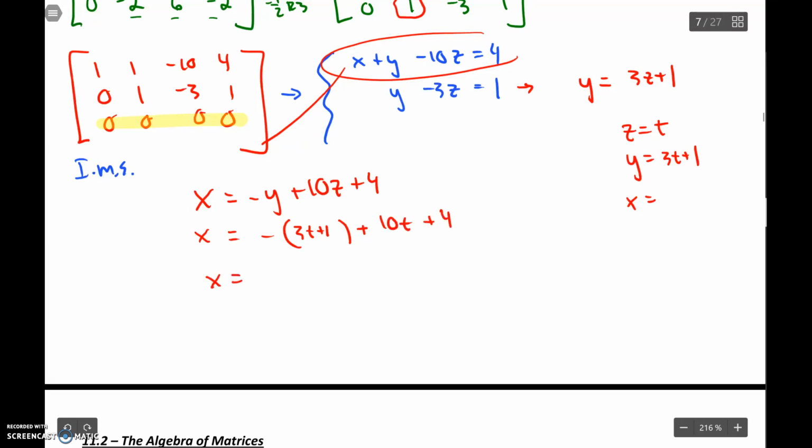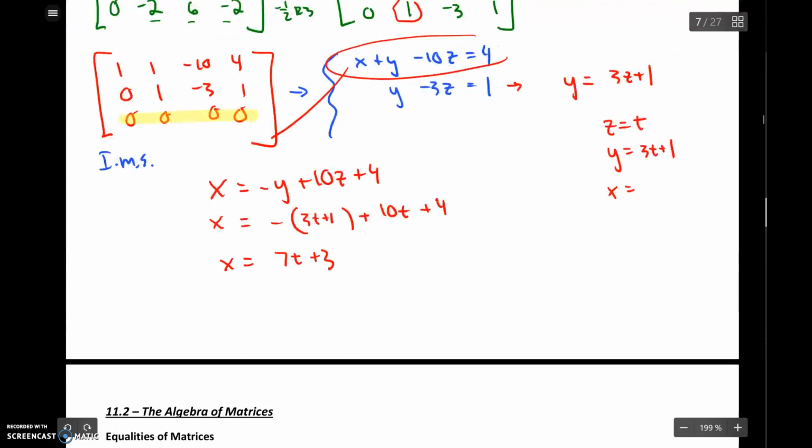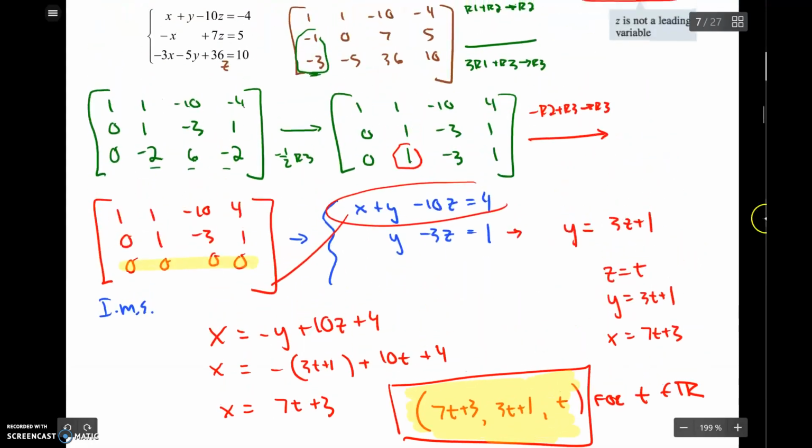Negative 3t plus 10t is a positive 7t. Negative 1 plus 4 is a positive 3. So x is 7t plus 3. So my solution set is: x is 7t plus 3, the y coordinate is 3t plus 1, the z coordinate is t, for t in the set of all real numbers. And no, you don't need to write that down. That is my solution. I'm crossing it out when I'm trying to highlight it and make it look nice. Okay? So that's it. Good luck.